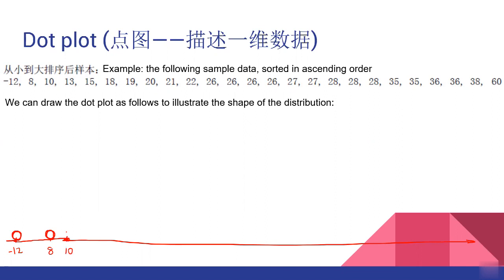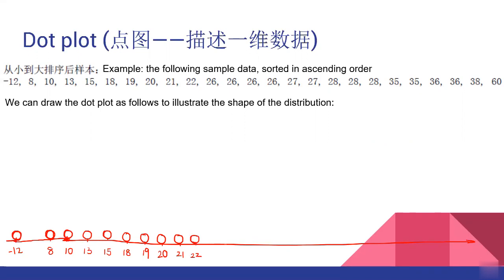Okay, next, we found a 10. Then we draw a circle here. Next, 13, we draw a circle here. Next, we found a 15, and we draw a circle here. Next, we found an 18, so we draw another circle. Next is 19, and we draw a circle here. In the same way, when we find a 20, we draw a circle here. 21, draw a circle here. 22, draw a circle here.